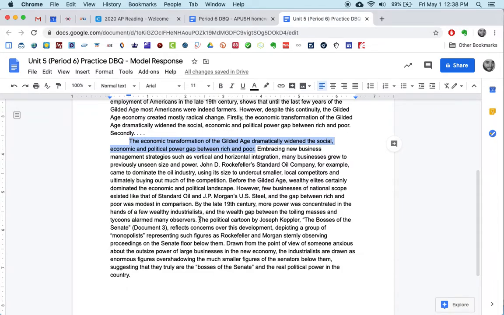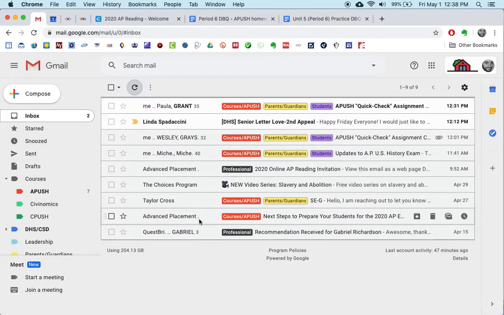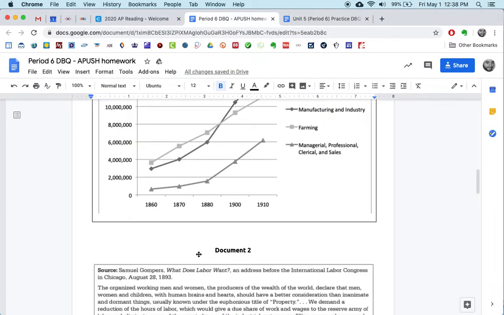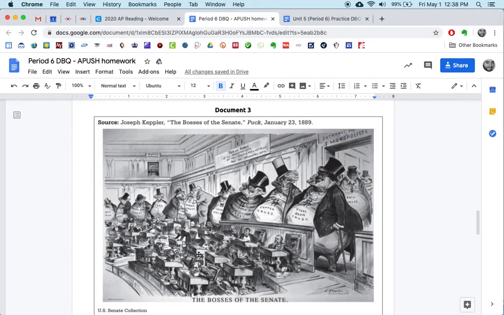I use a political cartoon to show this. The political cartoon by Joseph Keppler. That's this one here. The Bosses of the Senate.